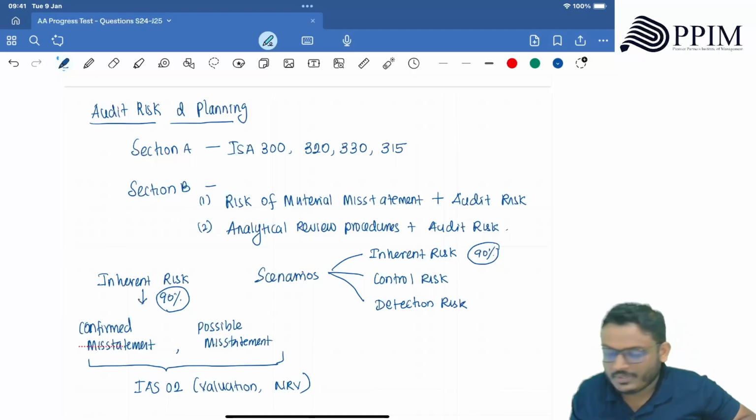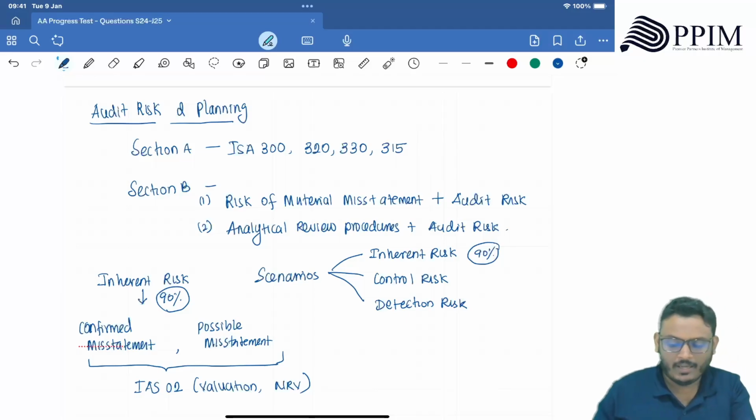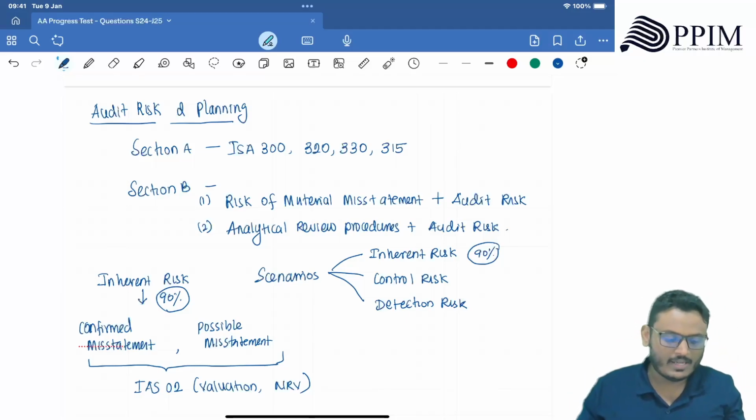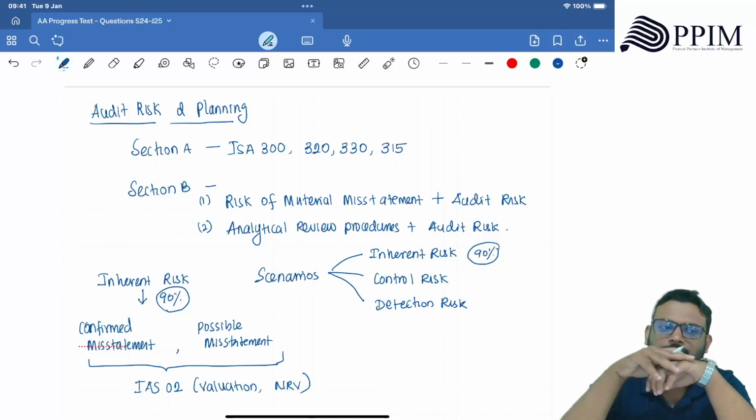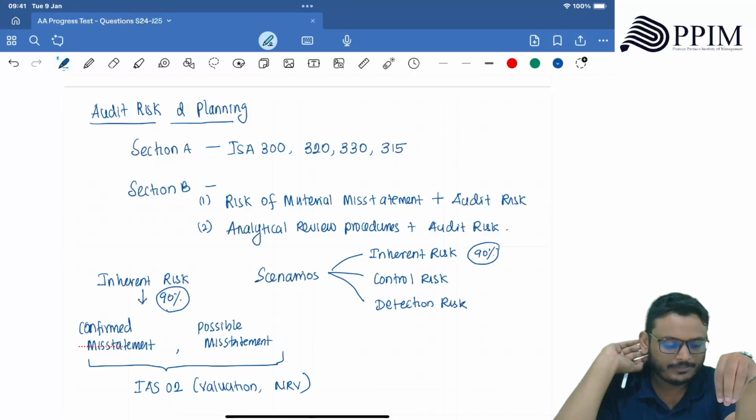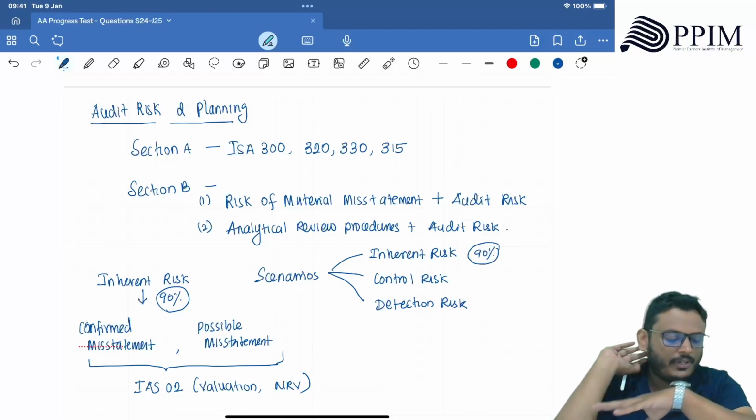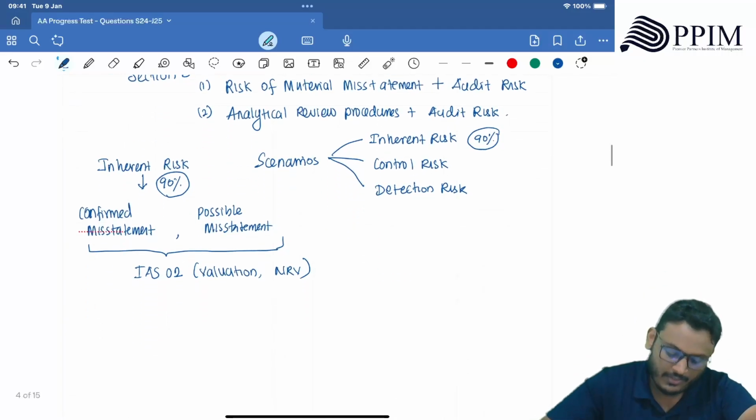Now students, in your paper, there is a possibility examiner might capture IAS 2 related problem. That IAS 2 related problem can be a valuation problem or NRV issue. Second, I'm giving possible combinations.